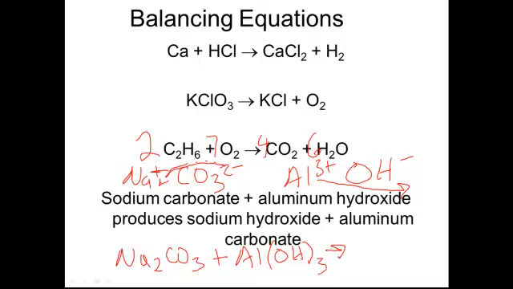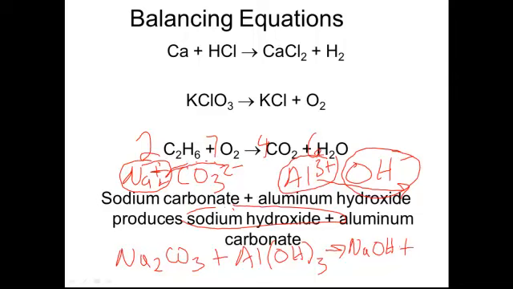is going to make sodium hydroxide. So now we can look at what we started with. Sodium is +1. Hydroxide is -1. So that's just NaOH plus aluminum carbonate. So aluminum +3, carbonate -2. That's going to make Al2. And then we're going to have CO3, 3.